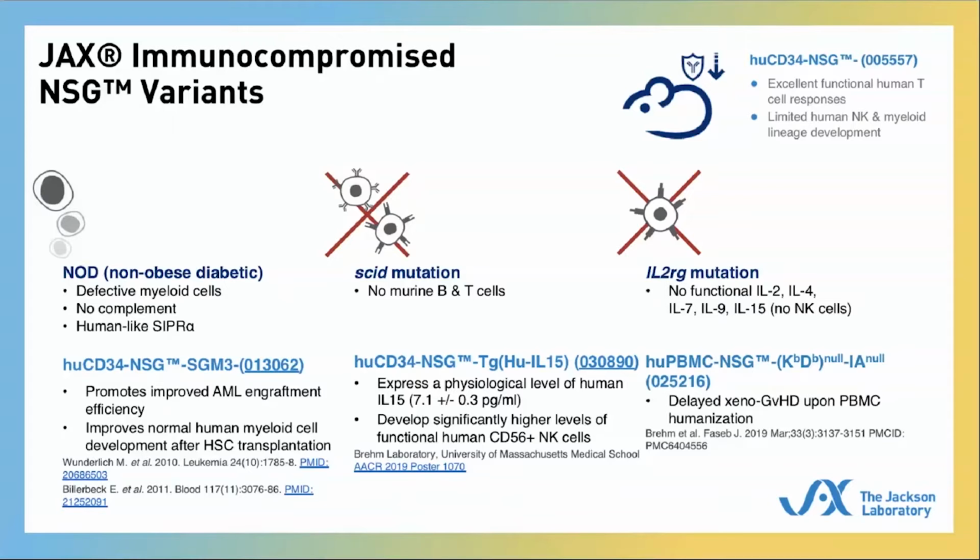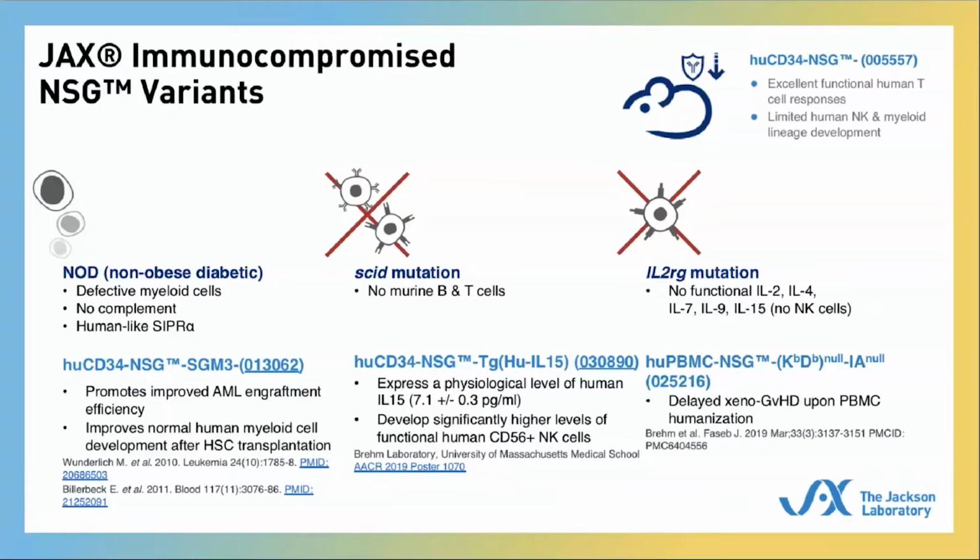Now, traditionally, when you humanize this NSG mouse with hematopoietic stem cells, you get really robust T cell frequencies, T cell function. You get good B cell representation, albeit the B cells do not function as they should. I'm not going to go into that in much detail. But what happens is that we then have limited NK and limited myeloid lineage development because we don't have the chemokines and cytokines which are required to drive NK cell and myeloid lineage development. So we've then moved ahead to actually tweak that mouse to permit the differentiation and development of NK cells and myeloid lineages.